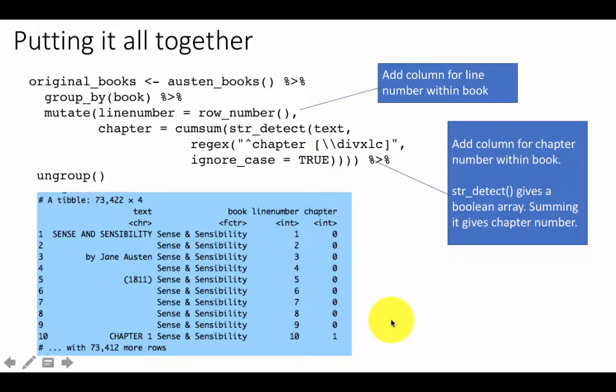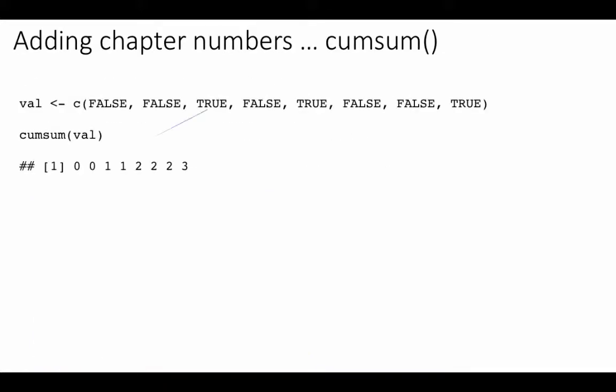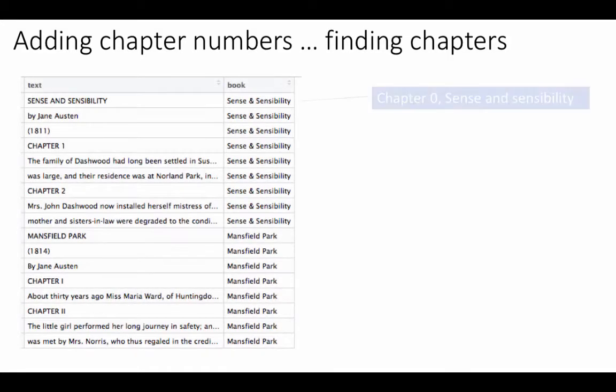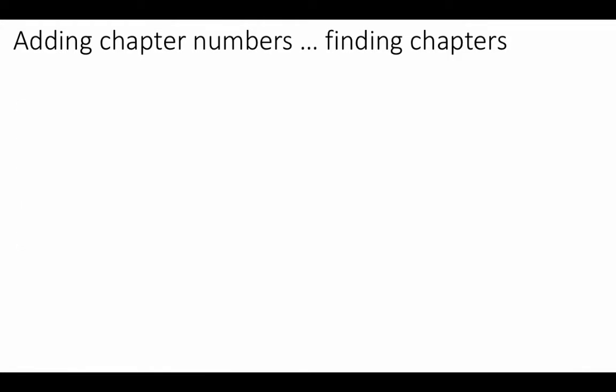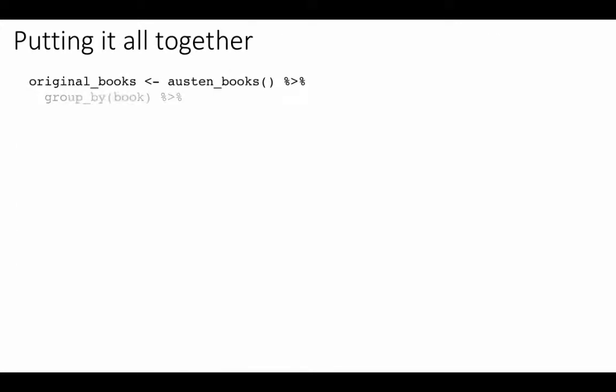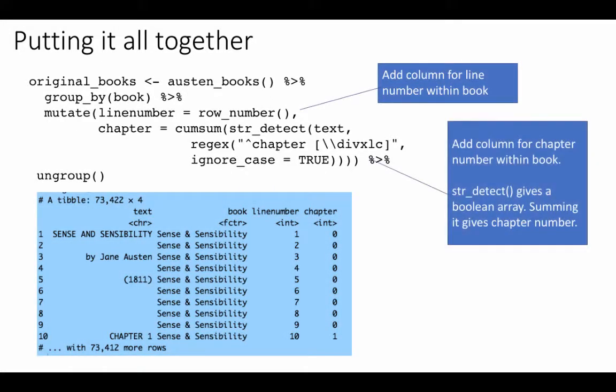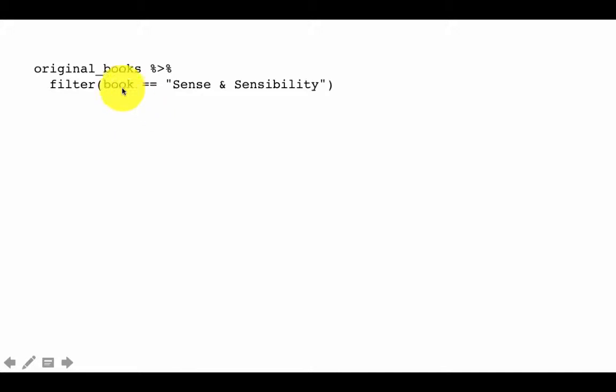In our earlier case, when we had a very small file, we were able to see what happened. Now that we have this large file, we cannot just scroll down and take a look at what's going on. That's going to be a lot of work. So in order to check that the line numbers and chapter numbers are indeed reset at the start of a new book, let's filter original books.